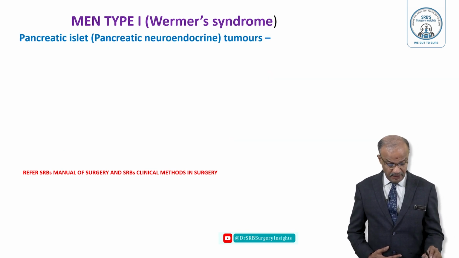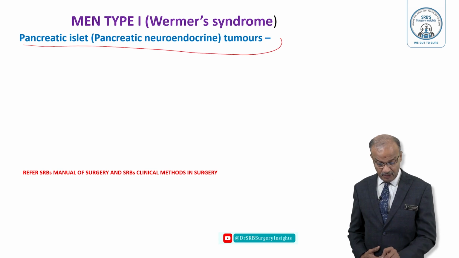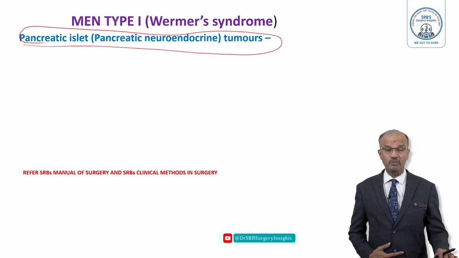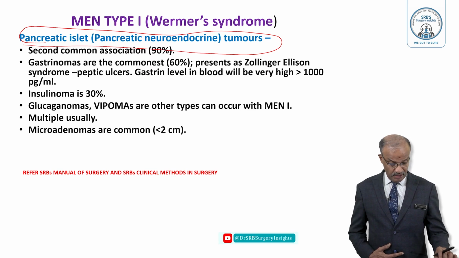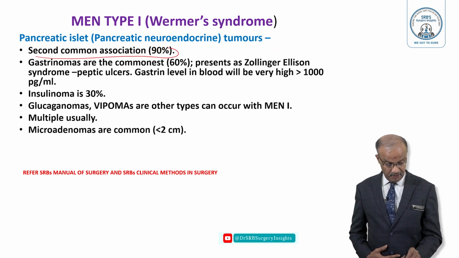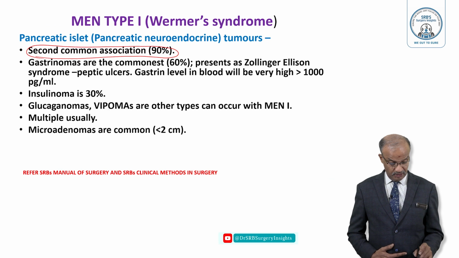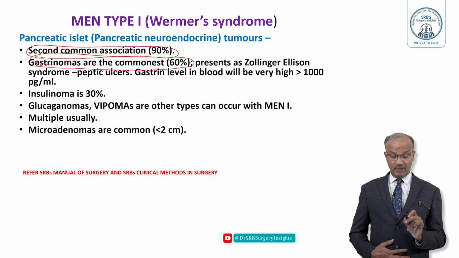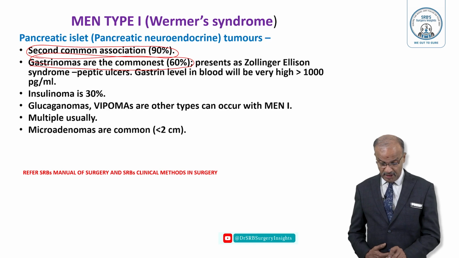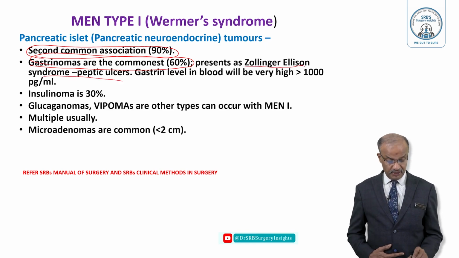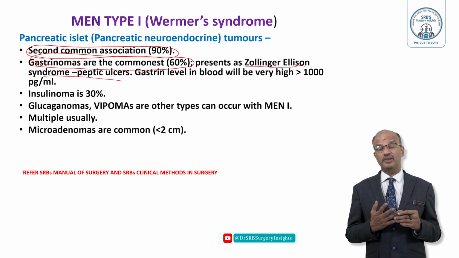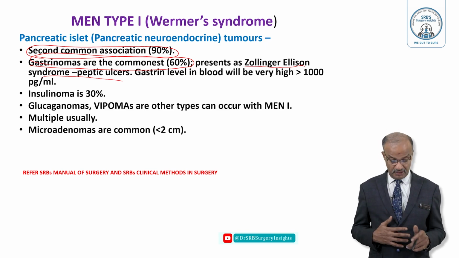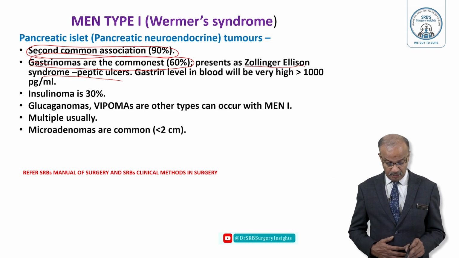So the second component is pancreatic islet cell tumor, currently called pancreatic neuroendocrine tumors. Not uncommon. Remember, we come across them, very difficult to treat often. Second common association, 90%. Gastrinomas are commonest. Again, MCQ question. In the MEN type 1 syndrome, they present as Zollinger-Ellison syndrome with complex peptic ulcers, multiple peptic ulcers, gastric, duodenal, often jejunal ulcers, typical of Zollinger-Ellison syndrome.